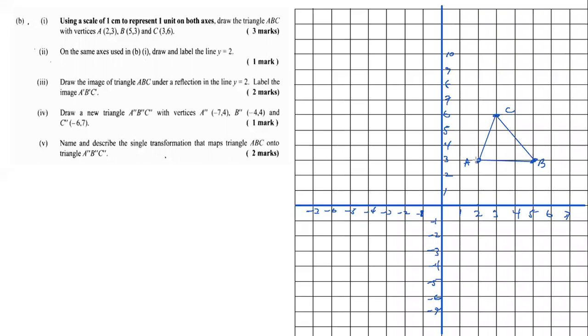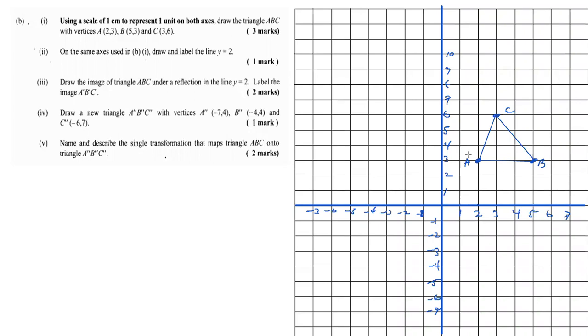All right, so we have A, B, and C. That's the first part, for 3 marks. Everybody see that? Yes, sir. Now, the next question: I was asked to draw a reflection line y is equal to 2.